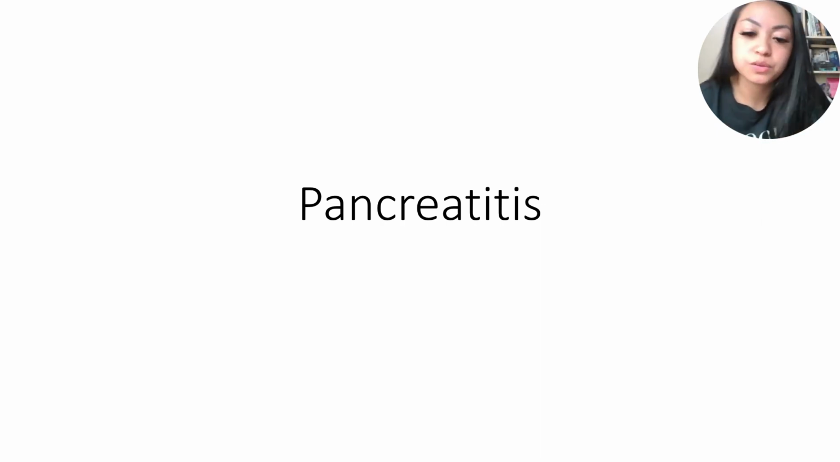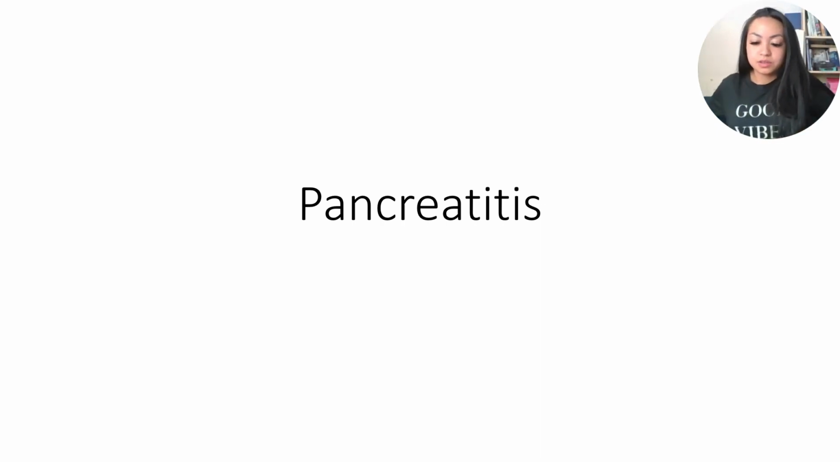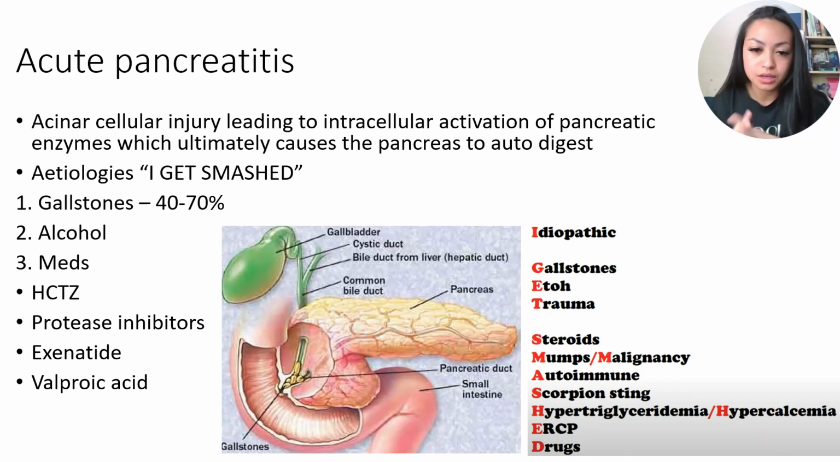Okay, so now we're going to talk about pancreatitis. There are two types of pancreatitis: acute and chronic. Pancreatitis is just the inflammation of the pancreas, okay? It can happen in an acute setting or a chronic setting. So, acute pancreatitis. This happens in an acute setting, okay?